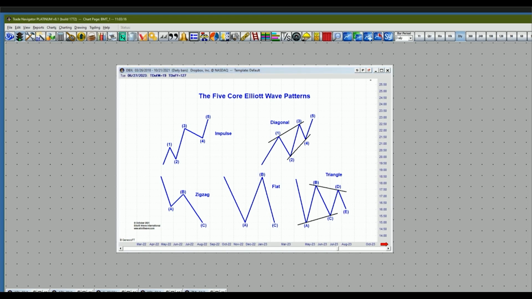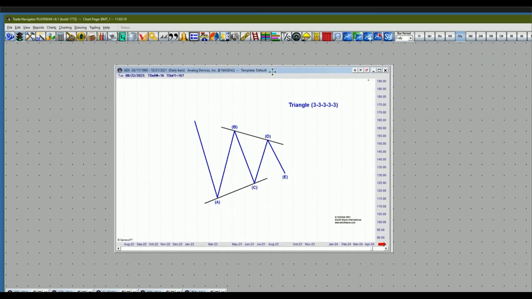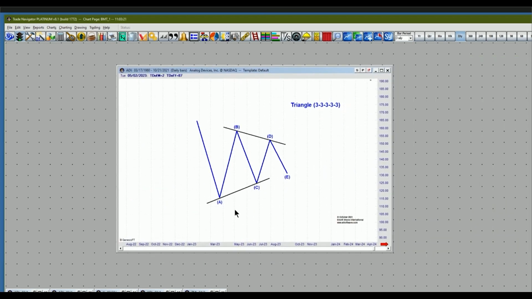We're going to start with the basic contracting triangle, and this is what it looks like: waves A, B, C, D, and E. Now, you'll see right here a little bit of notation in parentheses that is 3, 3, 3, 3, 3. What this means is that each of the subwaves of the pattern, wave A, is going to be a 3-wave move. Wave B is going to be a 3-wave move. Wave C is going to be a 3-wave move, as is wave D and wave E.